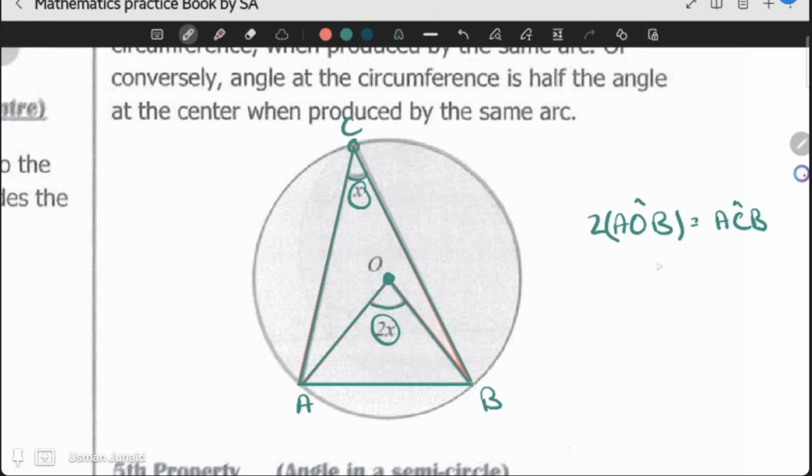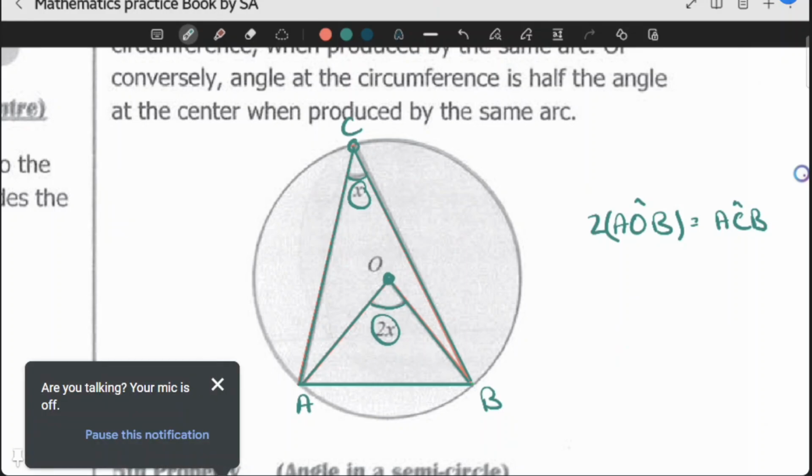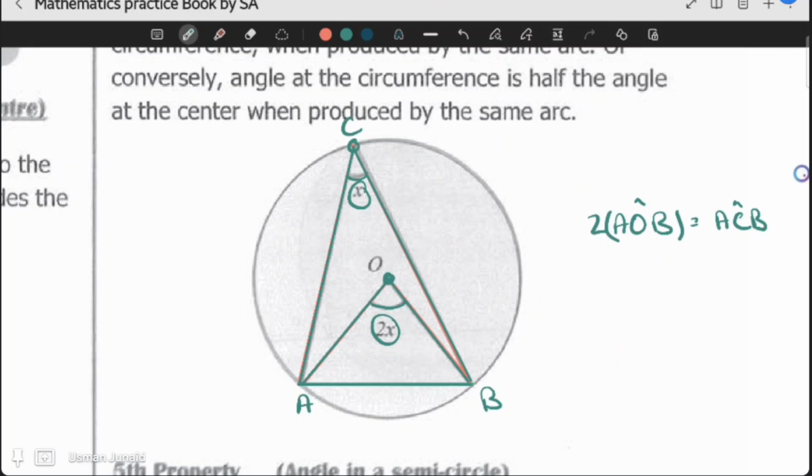The angle subtended by the same chord at the center is twice that of the angle at the circumference. Understand? So if ACB is 50, AOB will be 100. Yes, exactly.